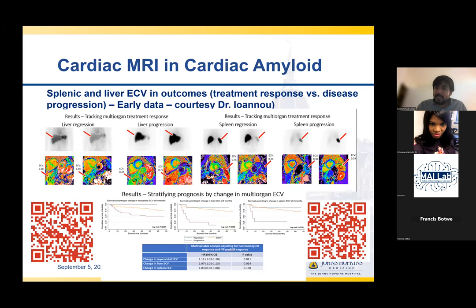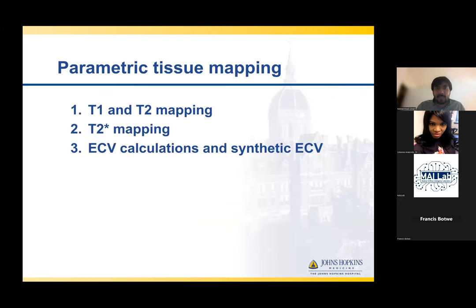There's more literature coming in applying the ECV below the diaphragm, but we're not going to get into those details.